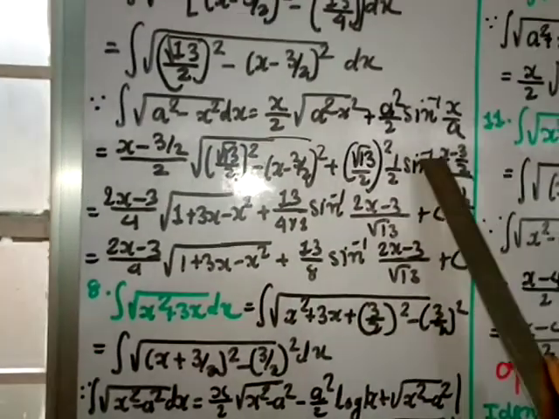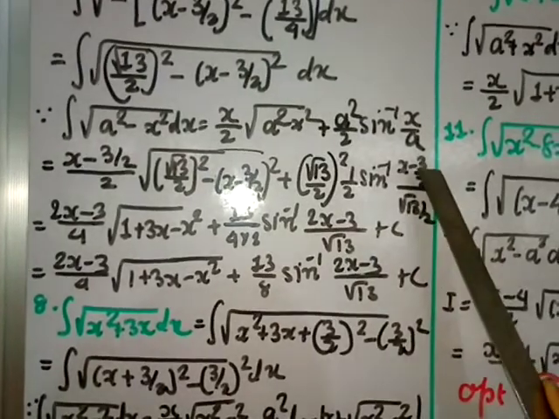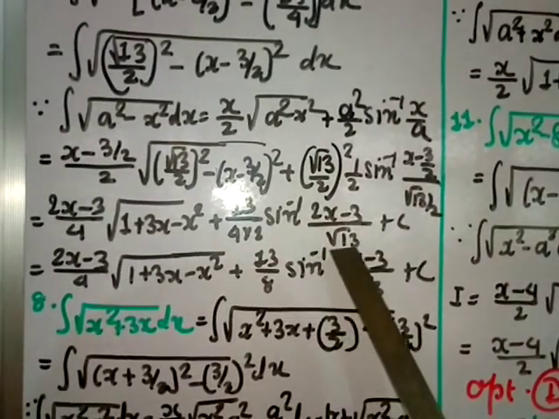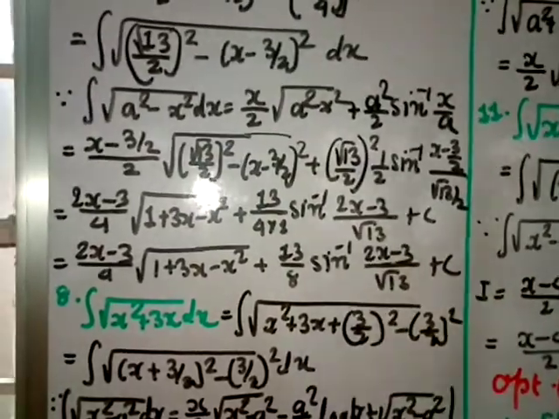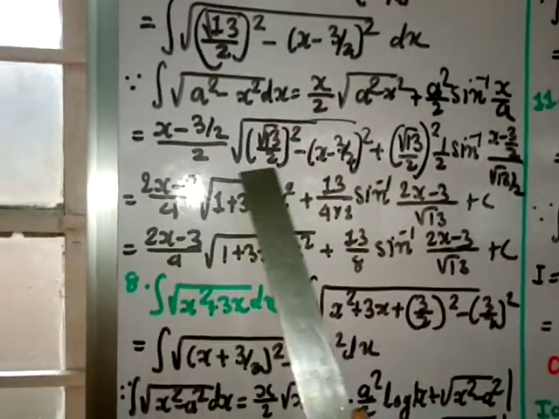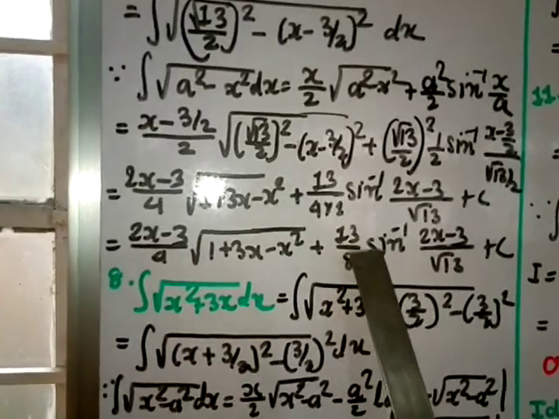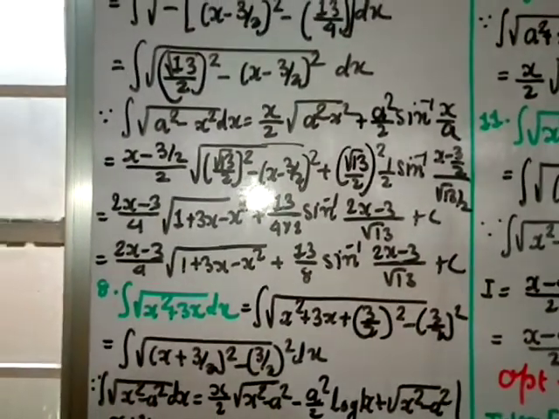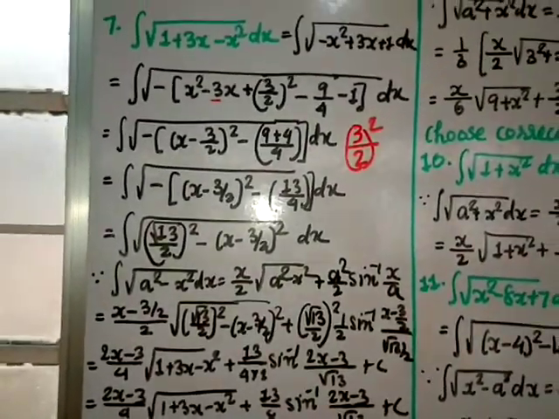Sin inverse, here also take LCM, so 2x minus 3 divided by 2, and this root 13 by 2, so 2 cuts. So here remains 2x minus 3 divided by root 13, plus c. 4 into 2 is 8. This is as it is, this is as it is. This is 13 by 8 sin inverse of 2x minus 3 divided by root 13, plus c. So that is the answer for question number 7.